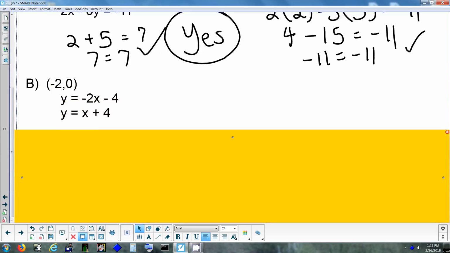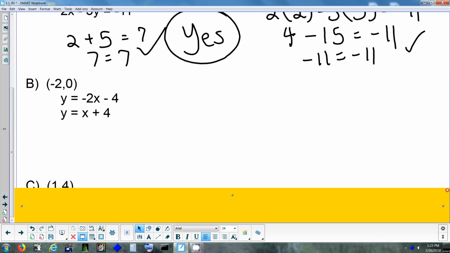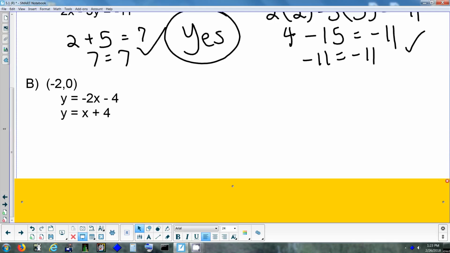So this one, you have the ordered pair written, right? Negative 2 comma 0. You're going to write y equals negative 2x minus 4 for the top one, and y equals x plus 4 for your bottom. This is your system, right? 2 or more equations. So that is a system. So, Ginny, negative 2, what letter is that? X, and 0 is going to be what? Y. We got that figured out.